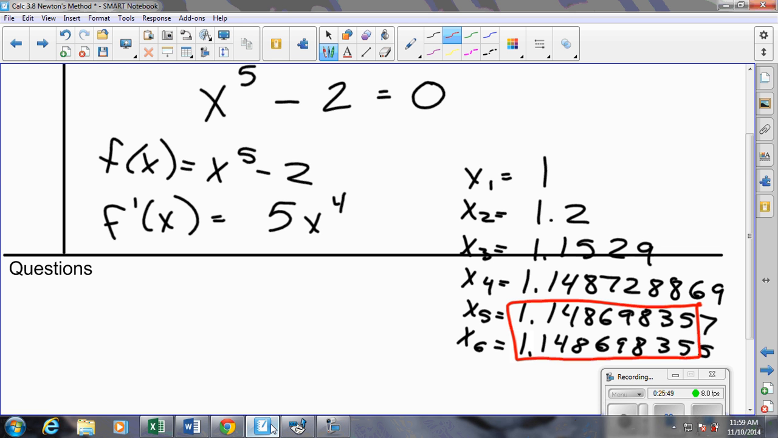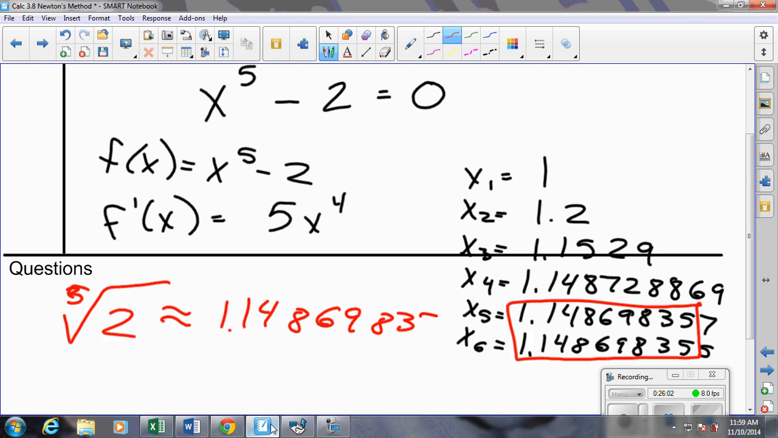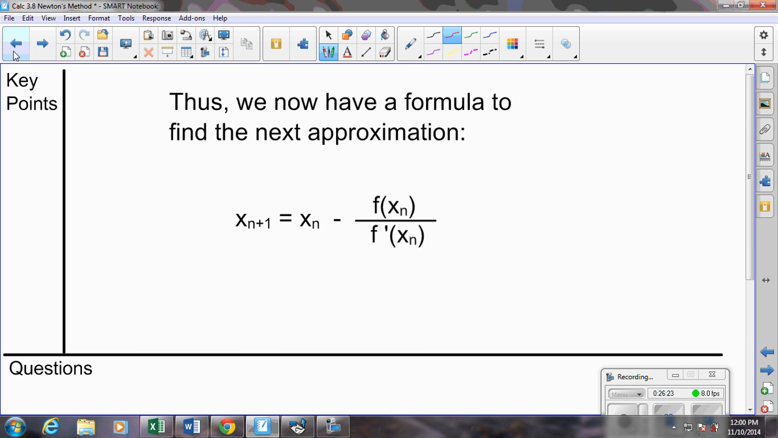And so we have our answer. The fifth root of 2 is about 1.14869835. And we're not rounding that, we're truncating it because we want it accurate to that many decimal places. And there we go. That's Newton's method. Whatever the function is, we will need to set it up so that we have the function be equal to 0 and just use this formula repeatedly over and over and over.